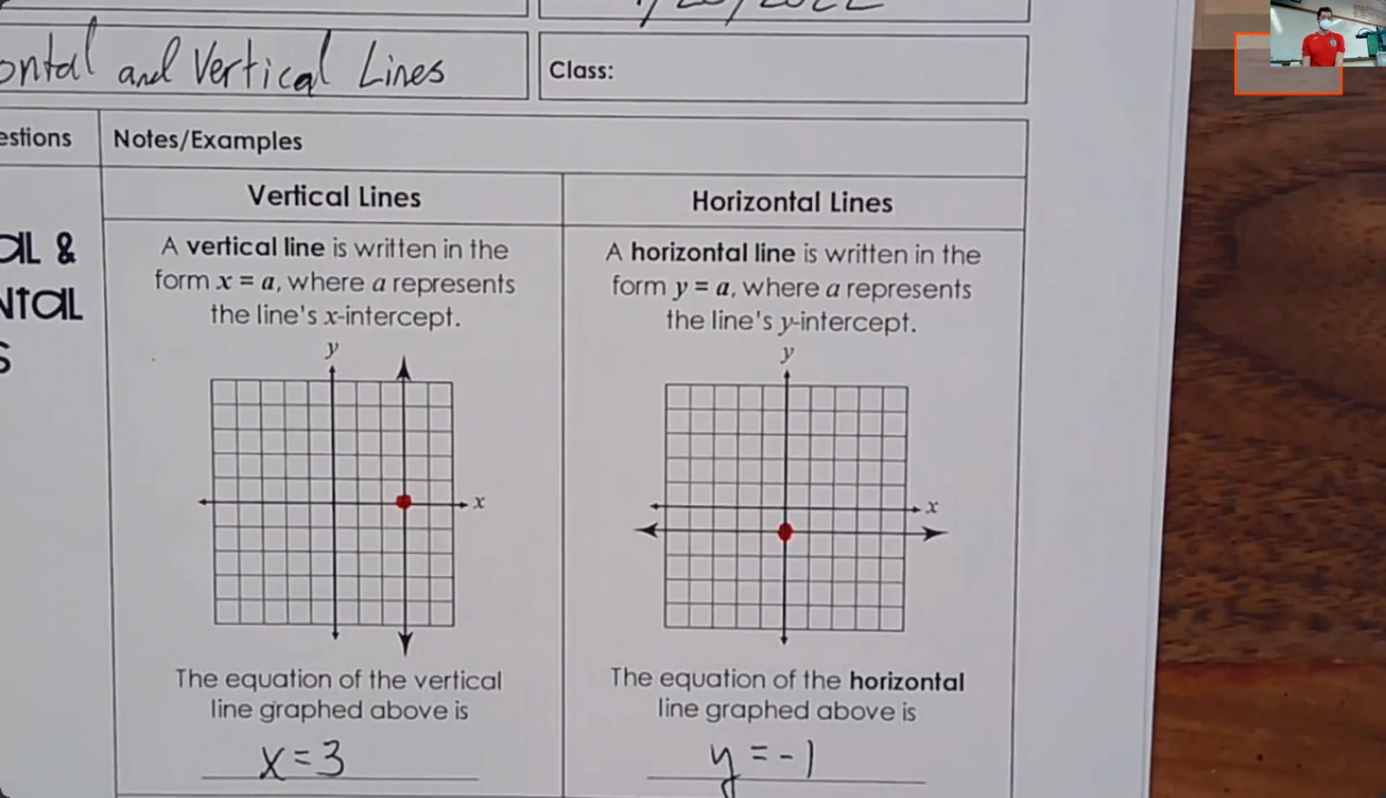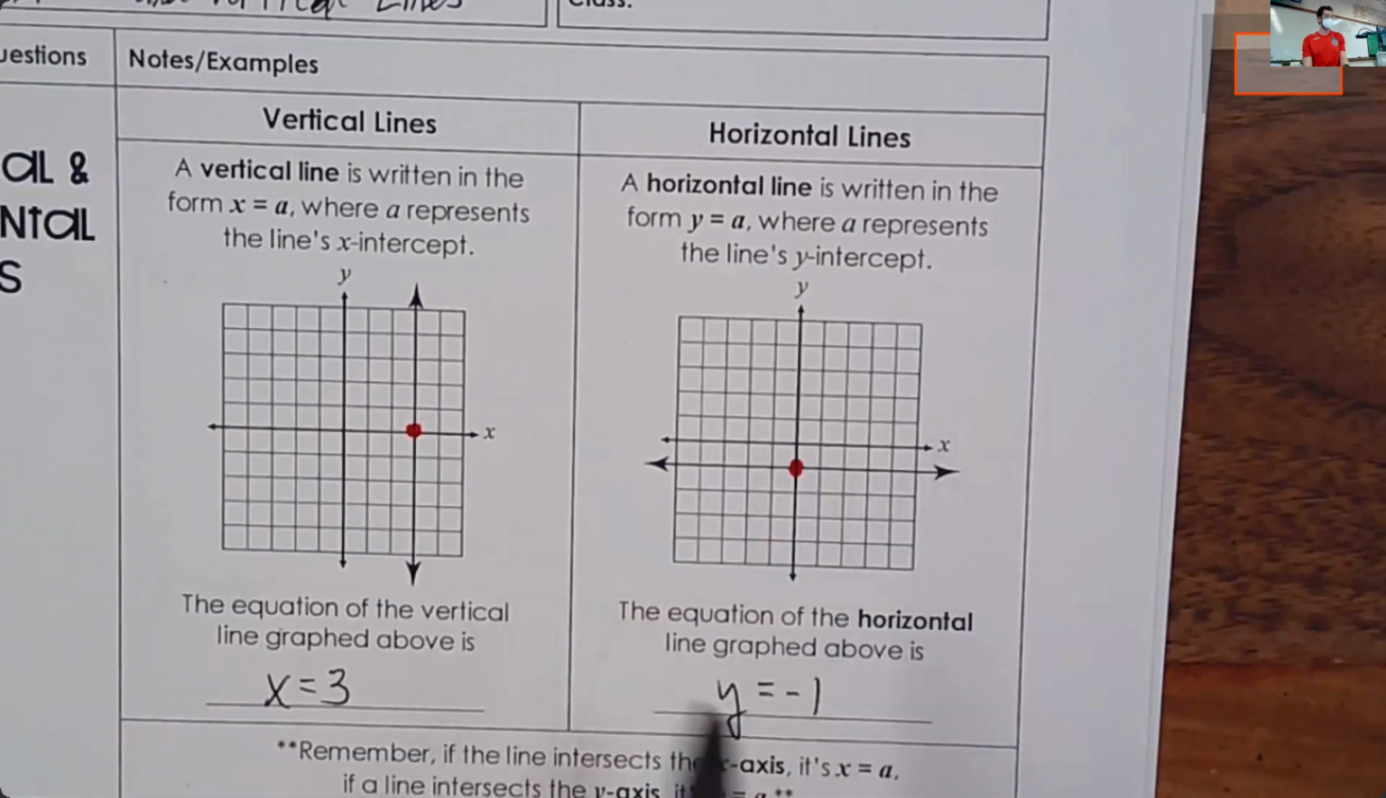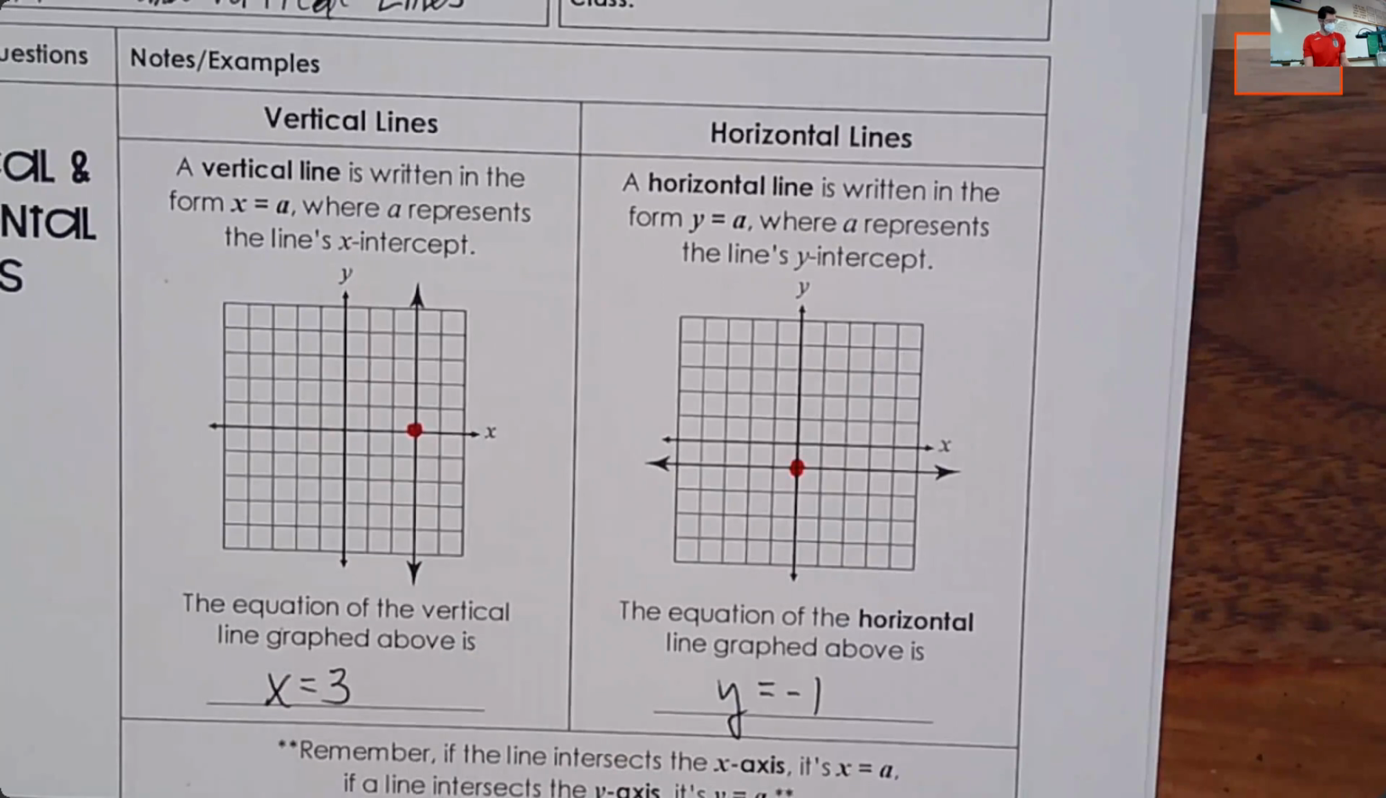And while that might seem almost too simple, like one of those trick questions, like, is that it? The answer is yes, that is it. So whatever the x-intercept is for a vertical line is the answer: x equals whatever that number is. Horizontal, wherever the y-intercept is, y equals that number, and that's it.